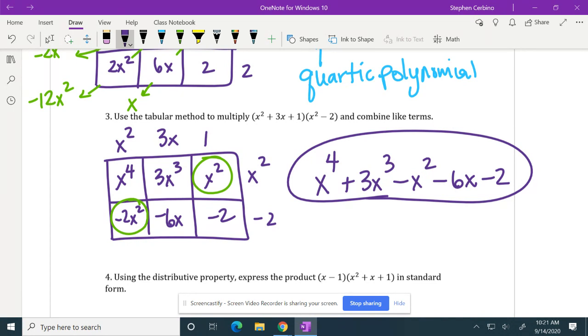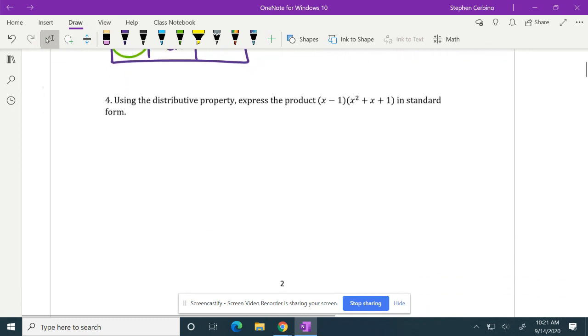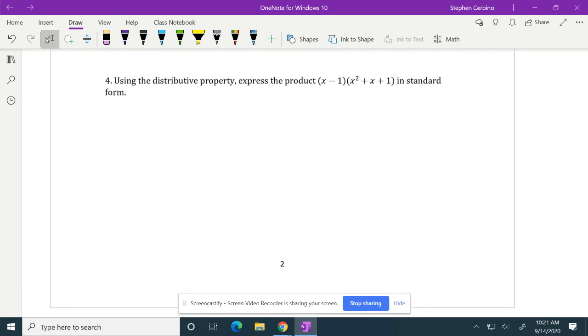So number 4 says use the distributive property. So we've been using this tabular method. Let's do some distributing. So one of the things is, and especially for this class, there might be a method that you like better. If you're a distributor, totally use distributing. If you like the box method, use the box method. It's up to you. What are you going to like better?